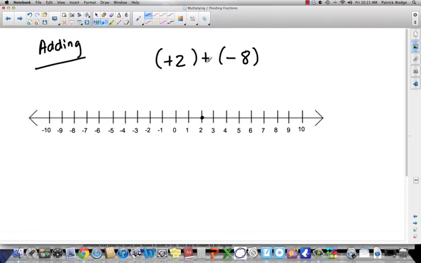And then I'm going to add negative 8. Now, if I was adding positive 8, I'd go in the positive direction. But because I'm adding negative 8, I'm actually going to take 8 steps in the negative direction. 1, 2, 3, 4, 5, 6, 7, 8. Oh, my answer is negative 6.